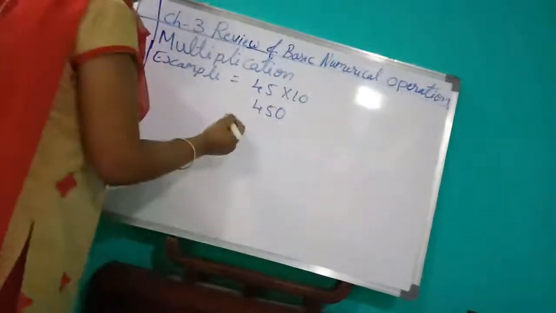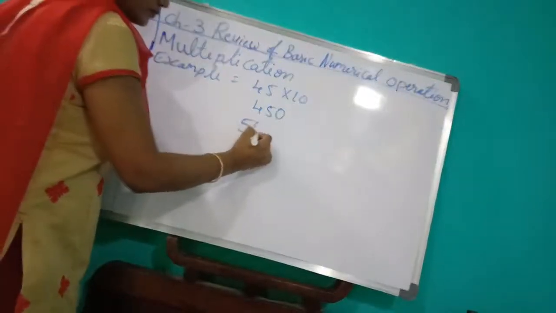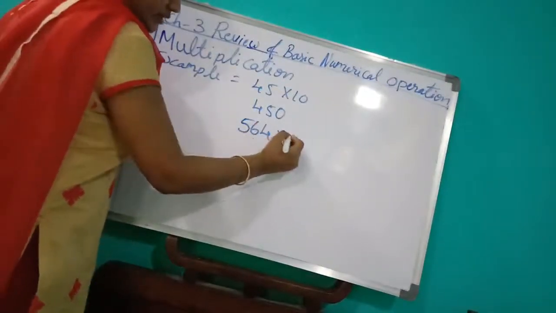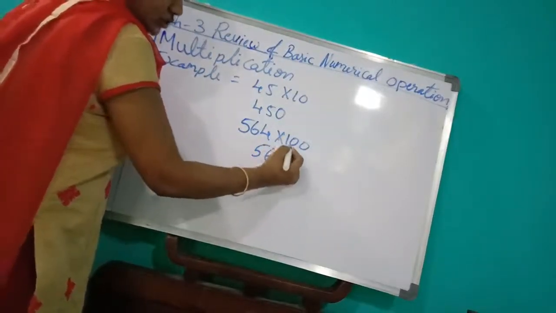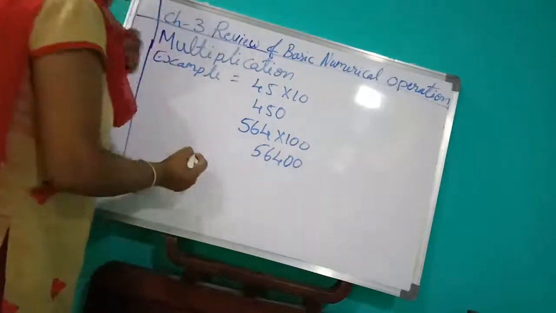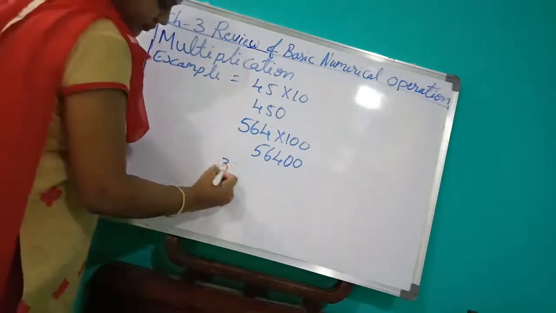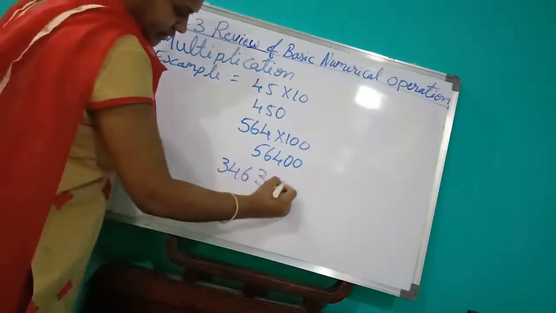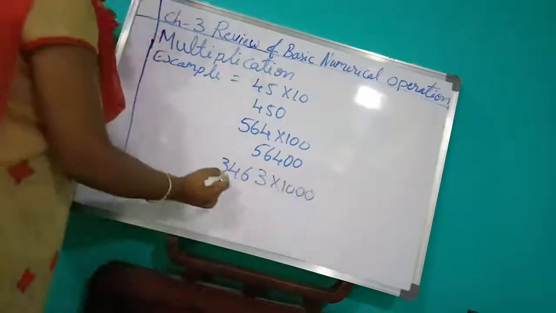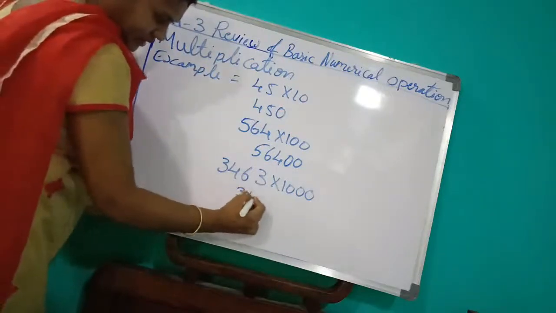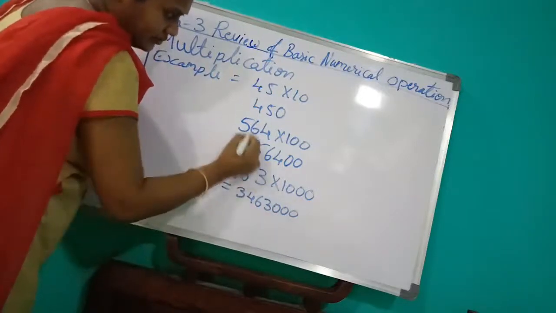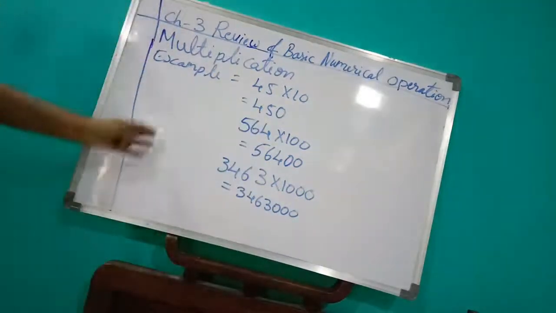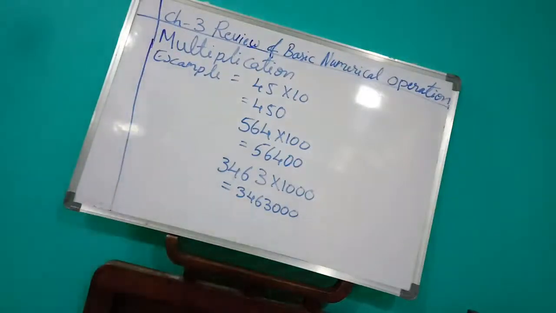Understood? Again, if you multiply 564 into 100, at the end of this number, what you have to write? You should write 2 zeros. Understood? Next, if you multiply this number by 1000, what you have to do? First of all, you should write this number. Again, you should write 3 zeros. Understood? Like this. This is an example. Okay? Write in the classwork.